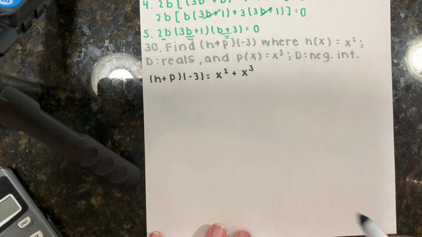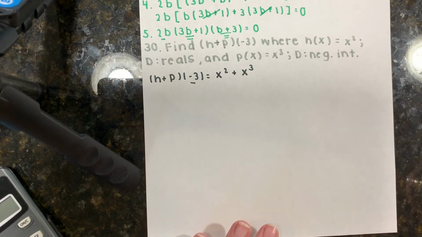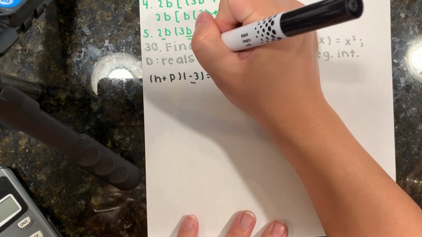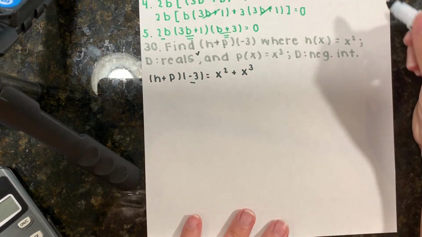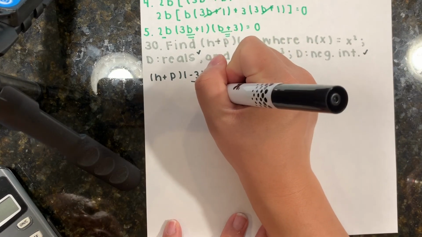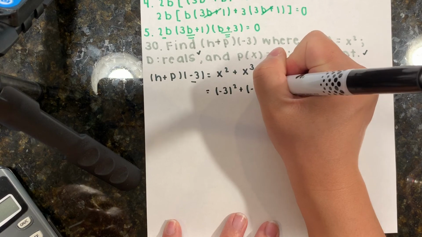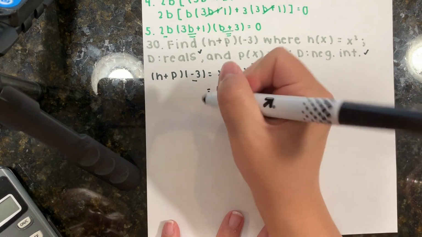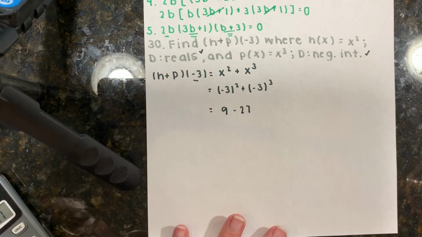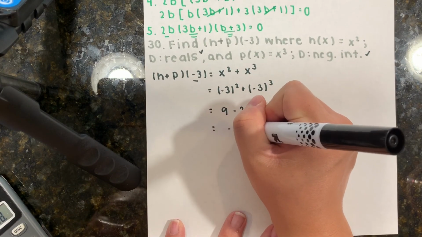Next, what I need to do is check to see if negative 3 is contained within the domain of each of the individual functions. So is negative 3 a real number? It is a real number. Is negative 3 a negative integer? It actually is. So now what I'm going to do is plug this negative 3 in, and that would give me negative 3 squared plus negative 3 cubed. So that would give me 9 minus 27, which gives me negative 18. And that would be your result.